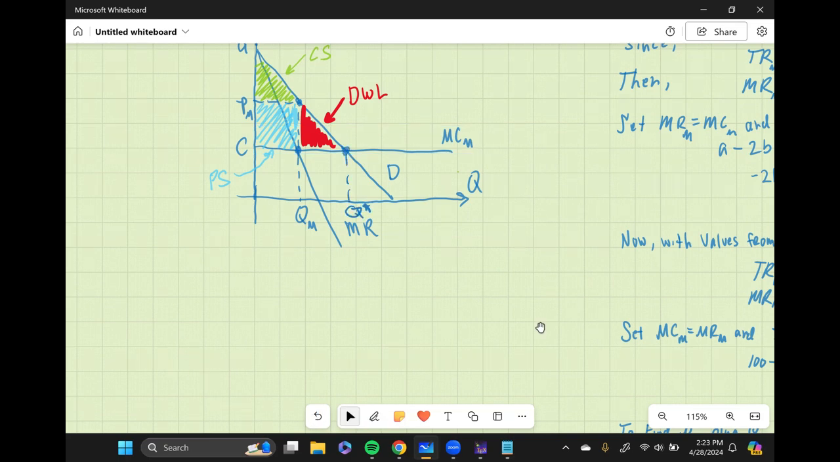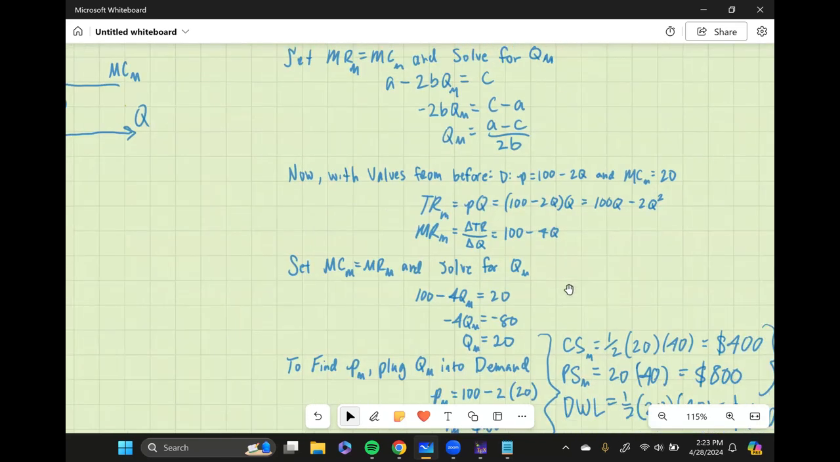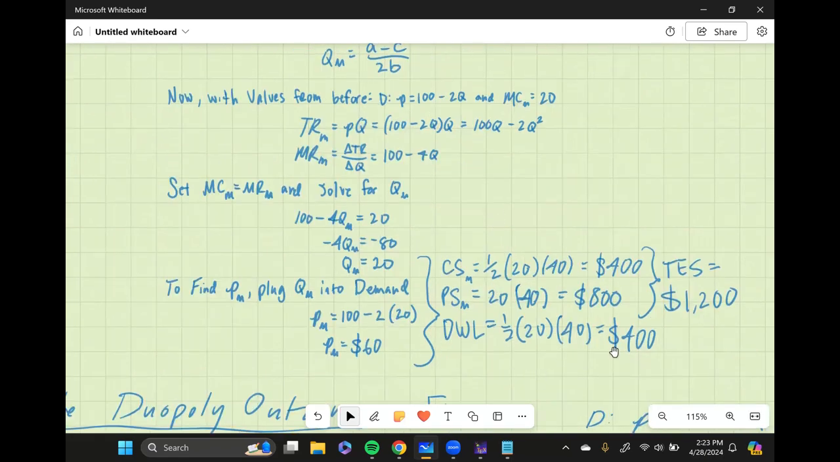And so when we calculate dead weight loss over here, that's how we get these numbers. And so when we do the dead weight loss outcome here, we get $400. Now, what you'll notice is that previously under the competitive outcome, we had total economic surplus of $1,600, and now it's only $1,200. And you'll notice that we have $400 in dead weight loss.